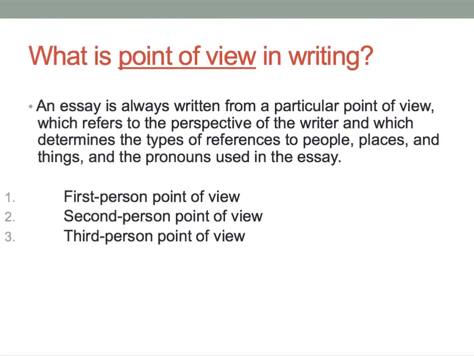Exactly what is point of view in writing? An essay is always written from a particular point of view, which refers to the perspective of the writer, and it determines the types of references to nouns and pronouns that are used in the essay. There are three different types of point of view. There is first person, second person, and third person point of view.